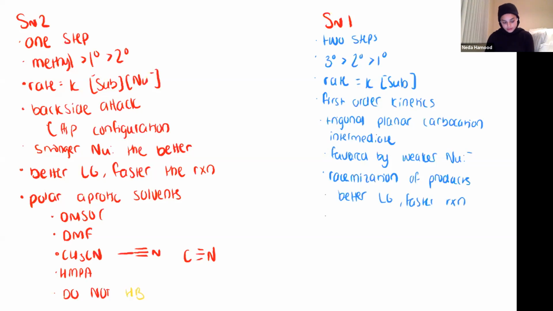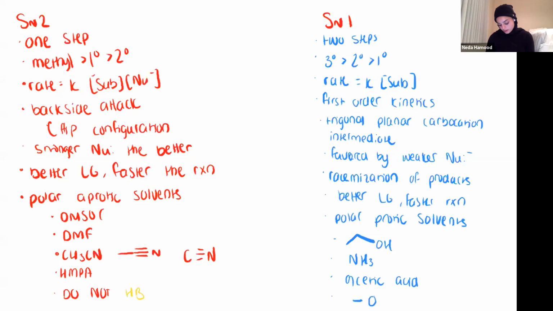And then over here for our polar protic solvents, we have ethanol, just going to have our OH on the end. We have NH3, which is ammonia. We have acetic acid. We can have methanol like this. We can have just water, or we can have formic acid, which pretty much just means it has a carboxylic acid.